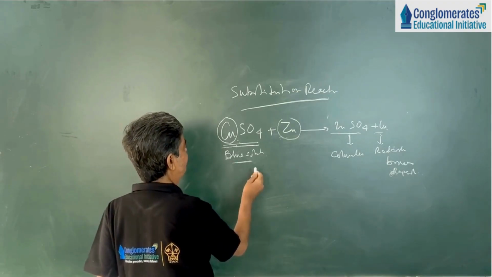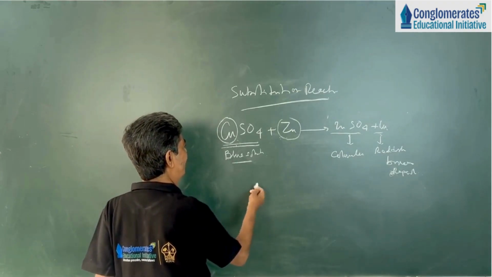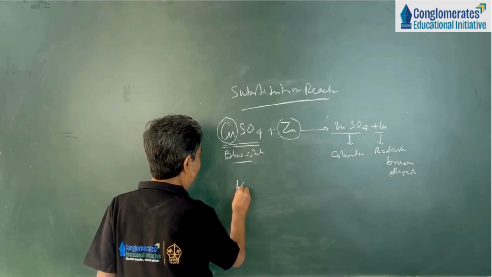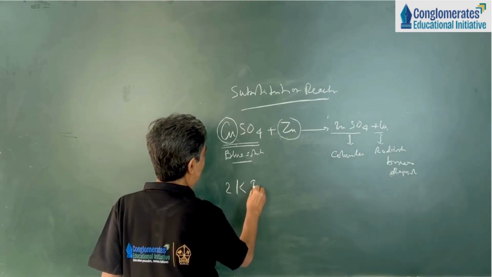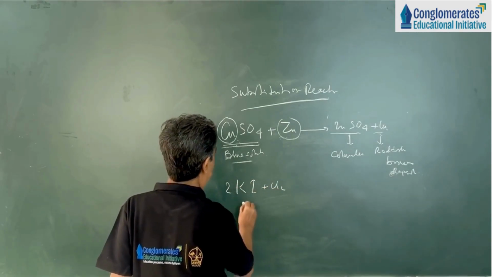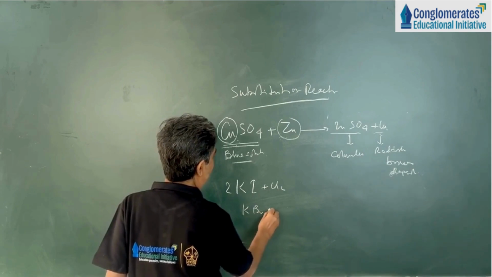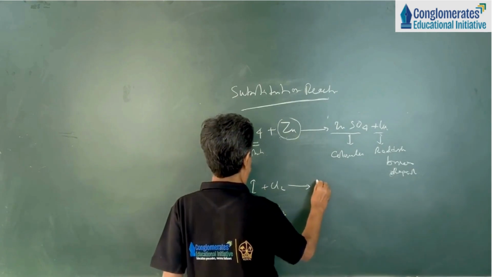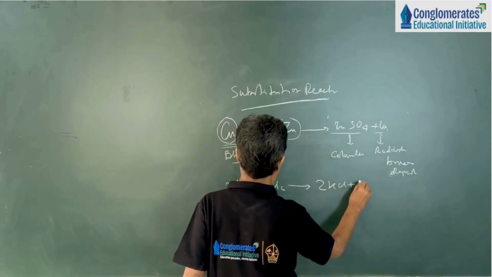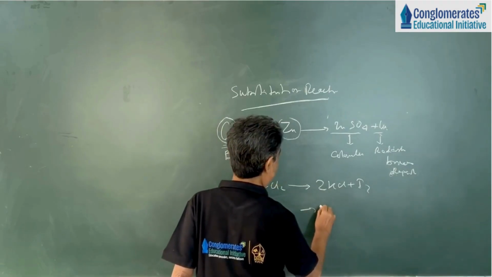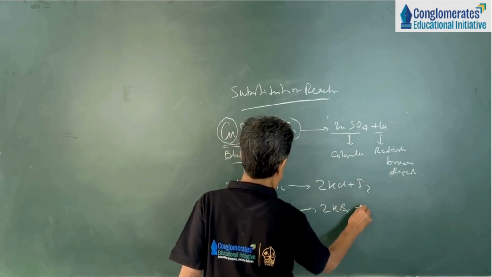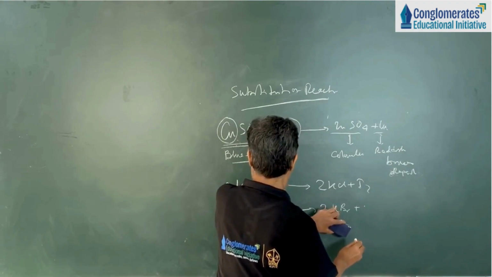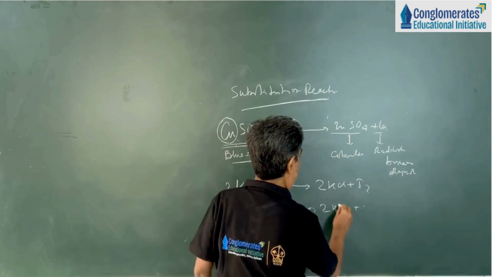Now, similar examples we can give. There are so many examples. At the end I will give questions regarding this type, but some important reactions I am telling you: KI, potassium iodide, plus chlorine, or potassium bromide plus chlorine. In these two cases, it will be 2 KCl plus I2, and here 2 KBr plus Cl2 gives 2 KCl plus Br2.